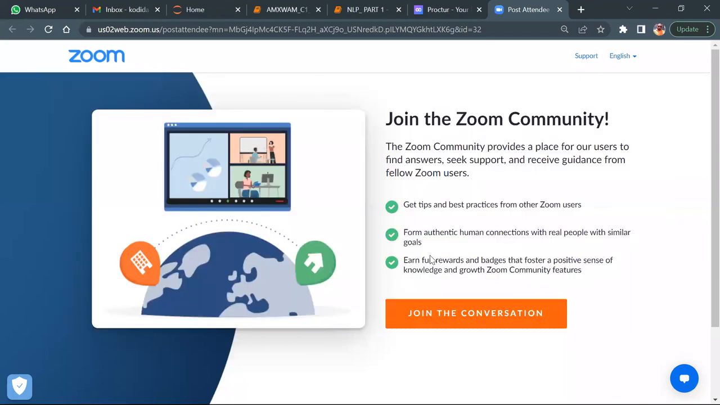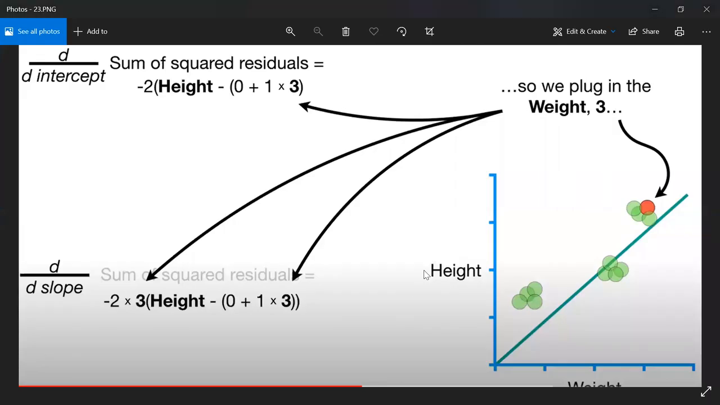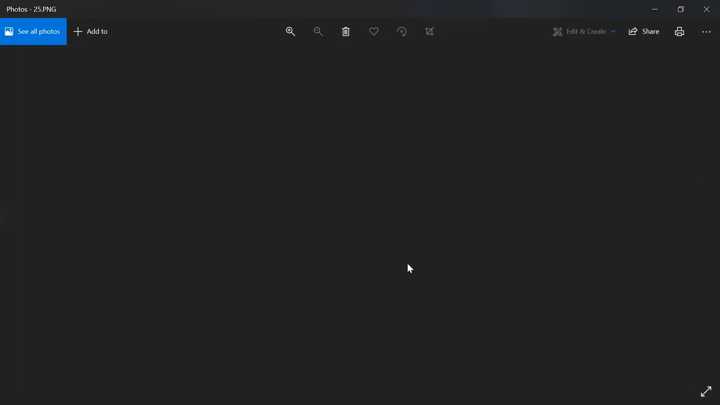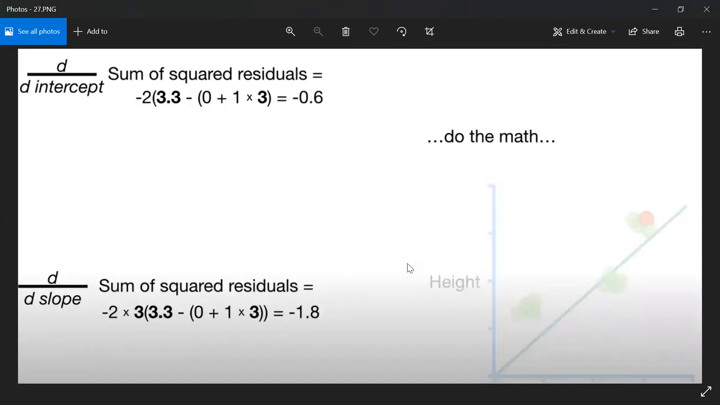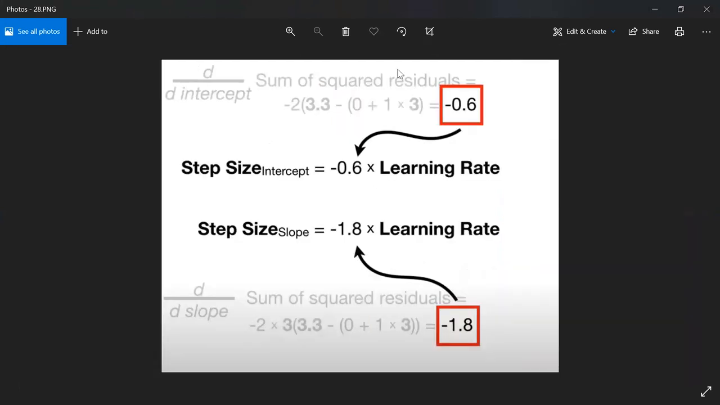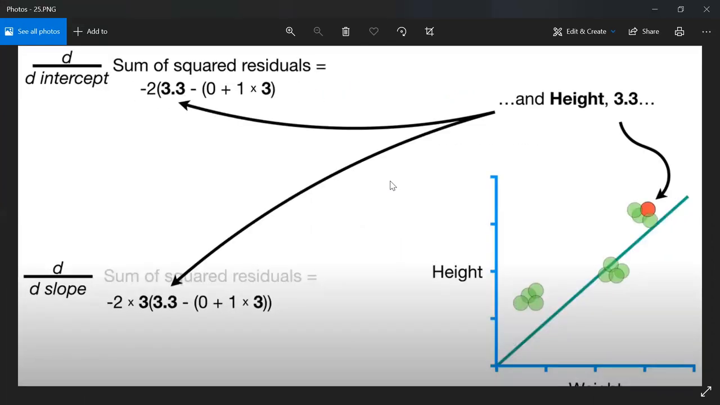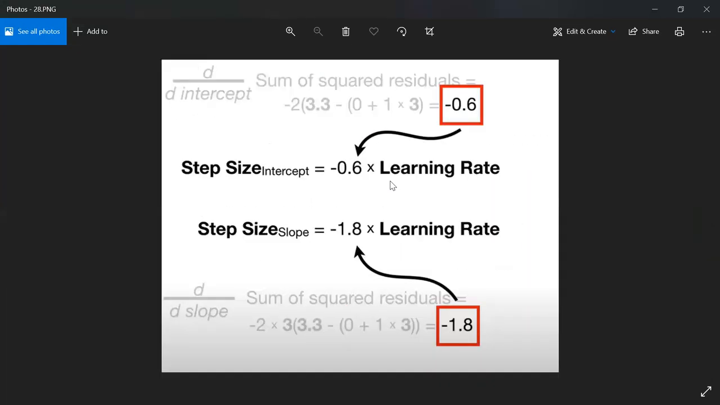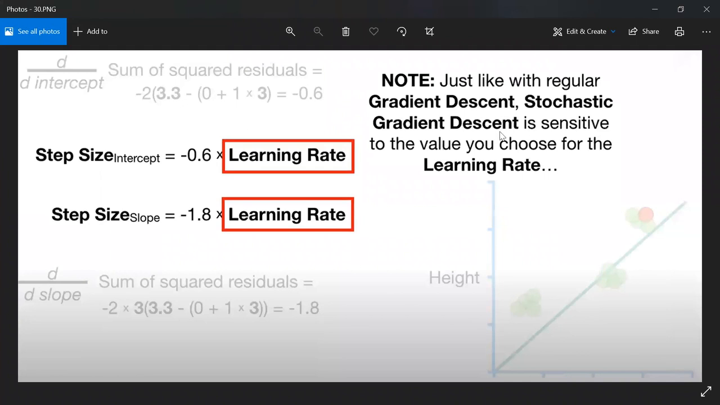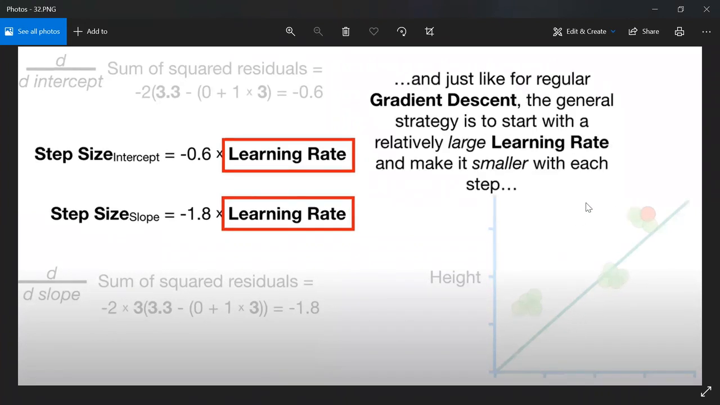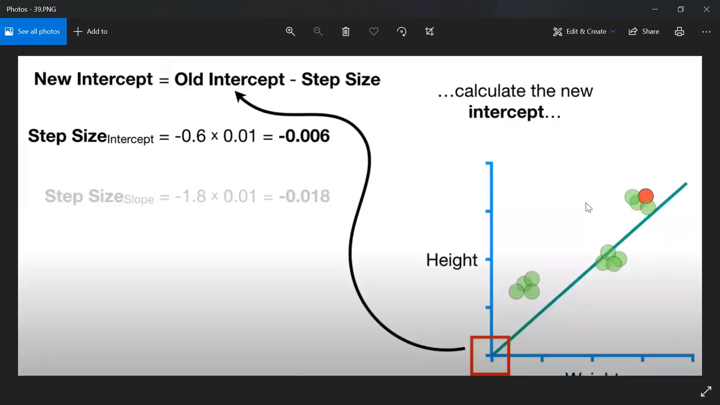Okay, Nishchit, I hope you understand gradient descent, right? In stochastic gradient descent, rather than 1 point, we will take 3 random points. For each of these random points, we need to compute the step size and intercept using the background math. Just like regular gradient descent, stochastic gradient descent is sensitive to the value chosen for the learning rate. Yes, I'm just talking about the learning rate. So every step comes up.